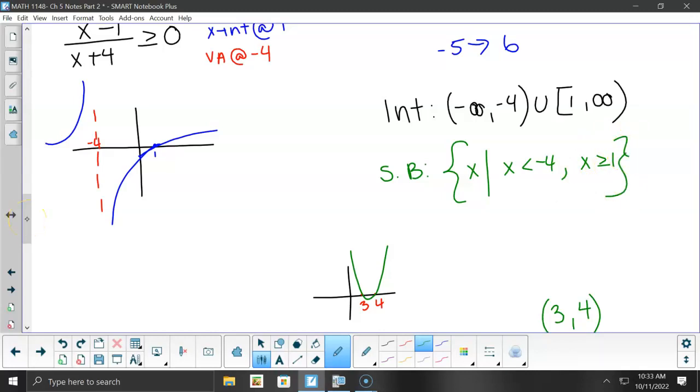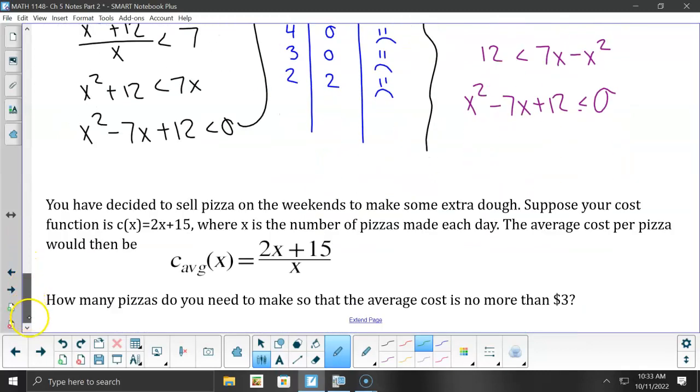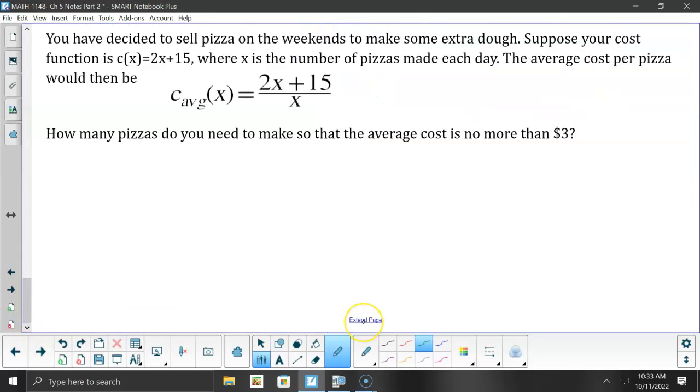All right. Ready for the word problem? Did everyone get a sticker? Okay. So, you have decided that on the weekends, you're going to start making pizza to make some extra dough. It's a pun. This is Lou did it. And I looked at it and I was like, I'm leaving the pun, because why not?